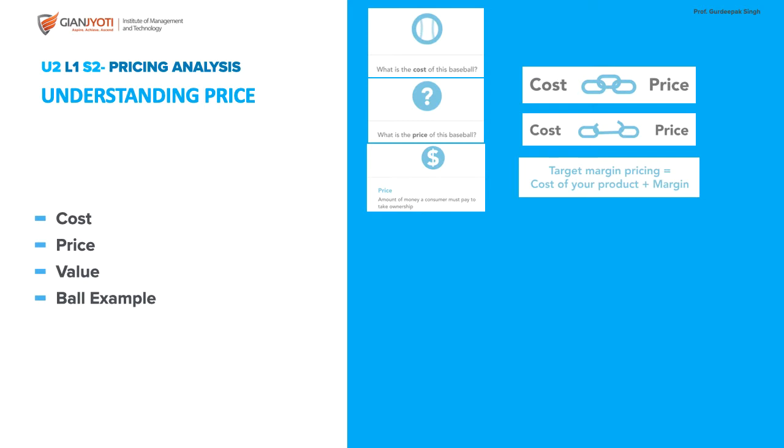So target margin pricing, generally our focus is what is the cost, how much margin I would like to put in, and that is how we decide the price. But that approach is going away, right, in most of the products and segments. Let us understand that. So here comes the third term, which is what is the value of this baseball?